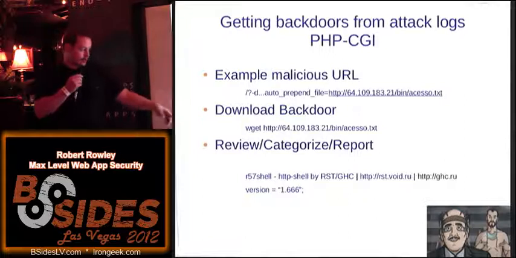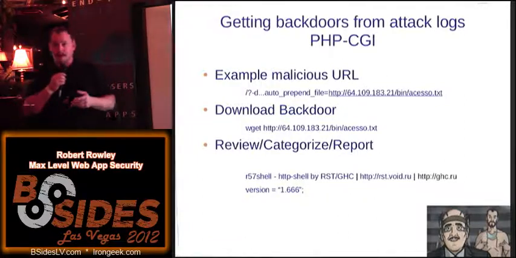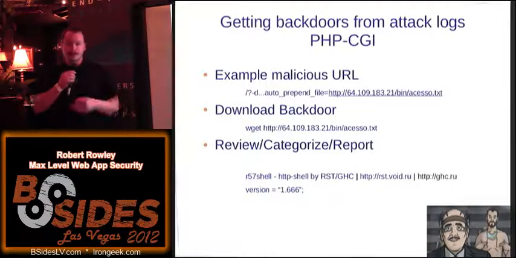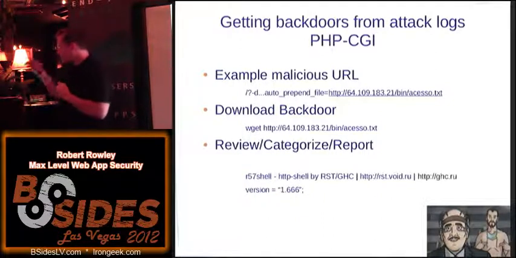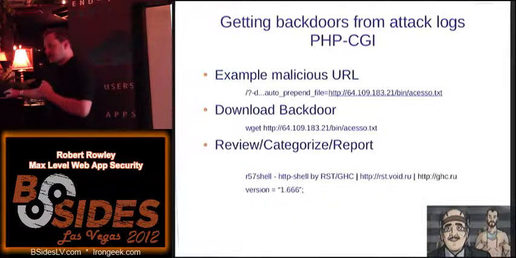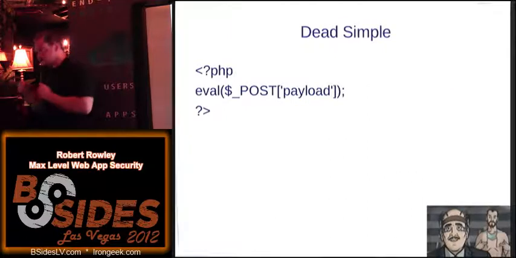So download it. Again, R57 shell. It's one of the most popular ones. Again, but in this case, it was using version 1.666. These vulnerabilities are only about 6 to 8 months apart, yet they use completely different backdoor versions. So I'll go into exactly how these backdoors work.